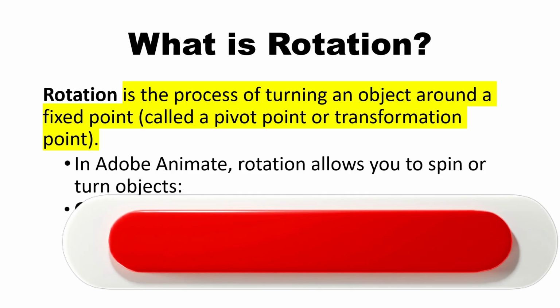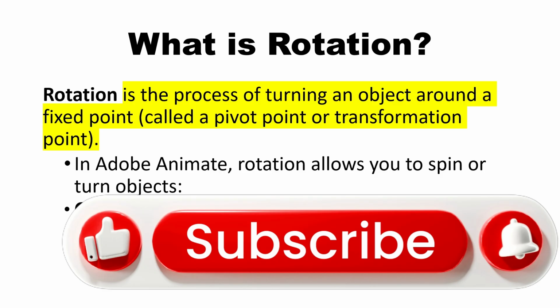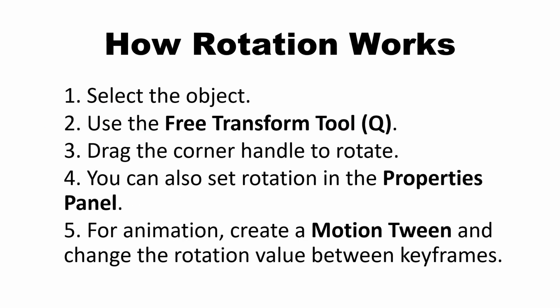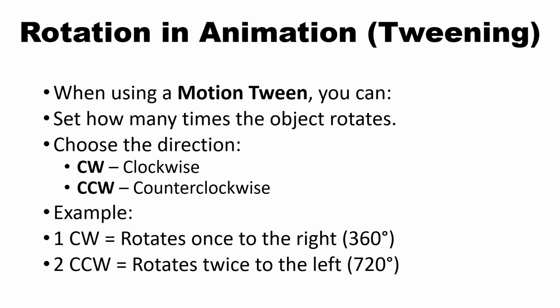In Adobe Animate, when rotating, we are allowed to spin in either clockwise or counterclockwise direction, which is right to left or left to right. So there are two ways to rotate or create the illusion of rotation in Adobe Animate. The first approach is to use a free transform tool, in which case you just drag or rotate the shape or object around the corners, or to use what is referred to as a motion tween.